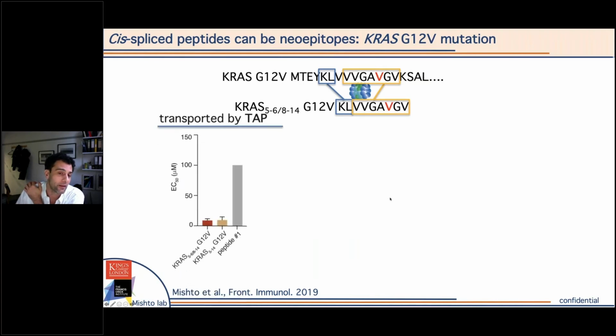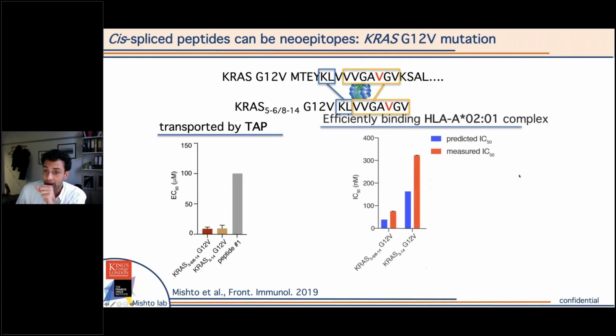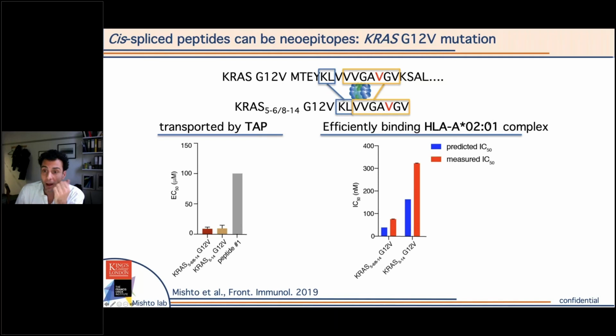But we also investigated other aspects of the antigen presentation pathway. For example, the TAP affinity of the peptide was very good, suggesting that this spliced epitope could be translocated in the ER by TAP. But also the binding affinity to HLA-A0201, that is the most frequent allele in the Caucasian population. And as you can see here, both the predicted and then confirmed, in collaboration with the Sette Lab, binding affinity of the spliced epitope was quite good, around 70 nanomolar.